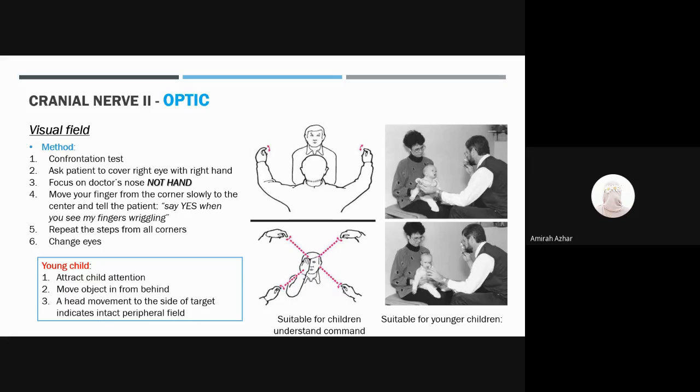So how about younger children? You cannot do this. What you can do is you need to play with them to attract the child's attention, and then you move an object from behind towards inside towards the baby. If the head is moving towards the side of the target, this indicates an intact peripheral field of vision.